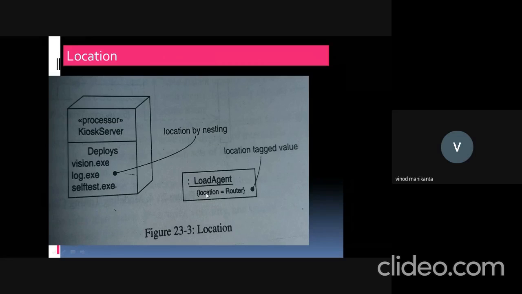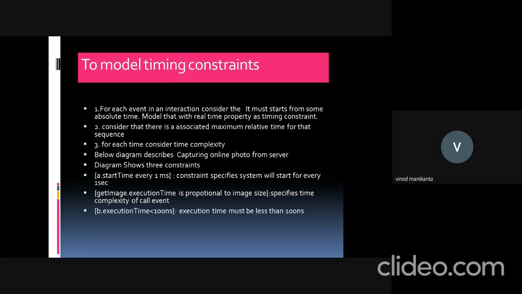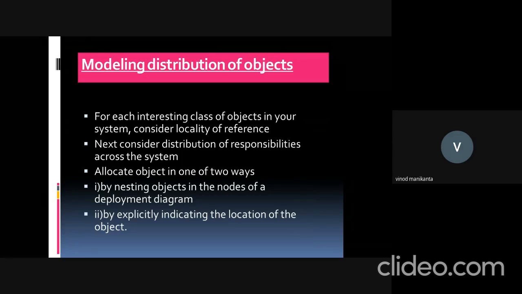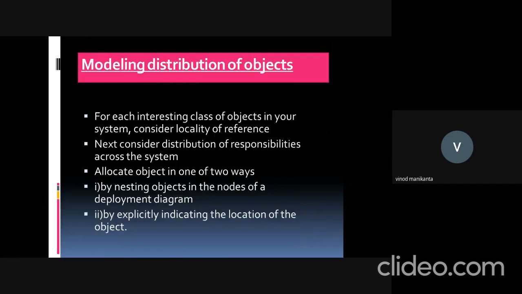Using this timing constraint, we can model the location or a space. So now the common modeling techniques: how we model time and space using some techniques is, one, to model timing constraints; two, to model distribution of objects; three, to model the objects that migrate.